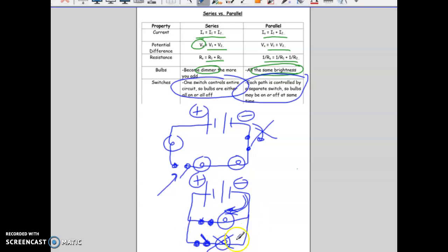This is actually how your house works. When you turn on a switch, the whole house doesn't turn on. You're turning on one light or one item. Okay, we'll continue this in the next part.